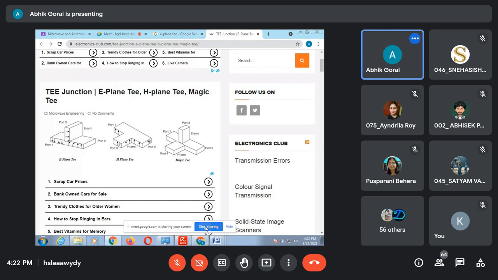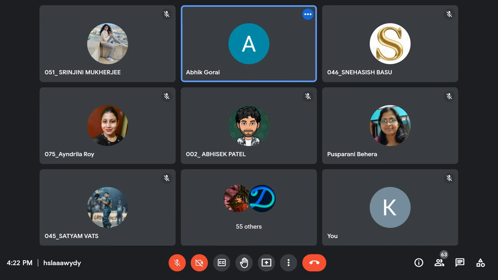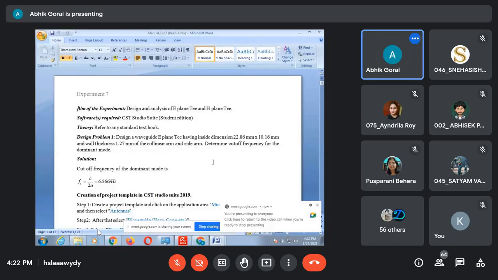Moving forward, I have taken a problem: design a waveguide E-plane T having inside dimensions 22.86 mm cross 10.16 mm and wall thickness of 1.27 mm of the collinear arm and the side arm.